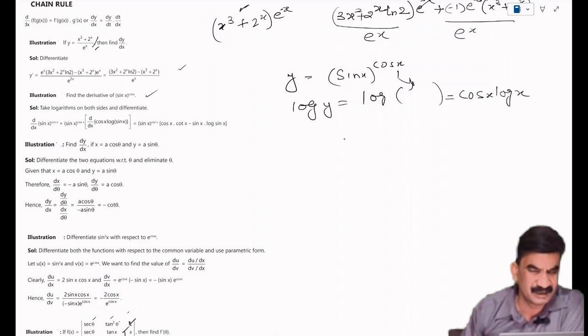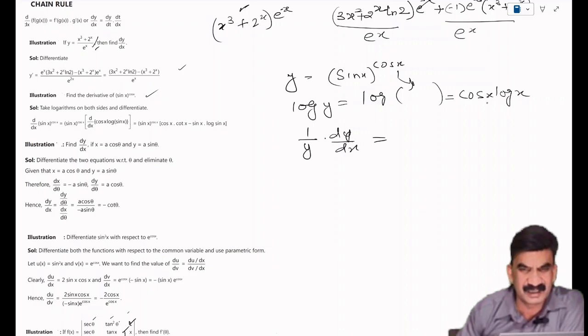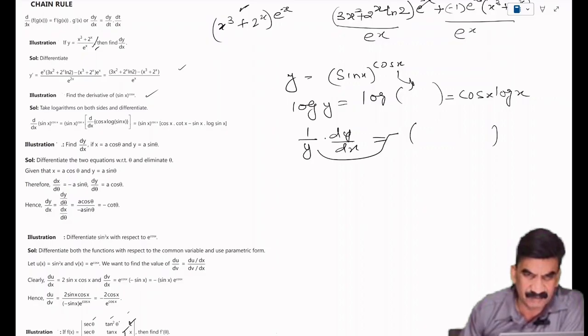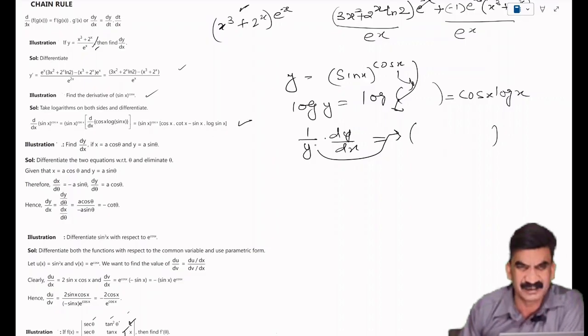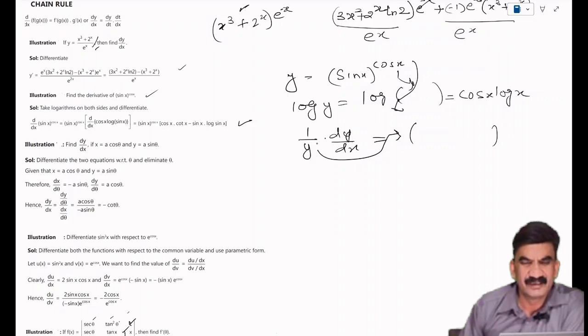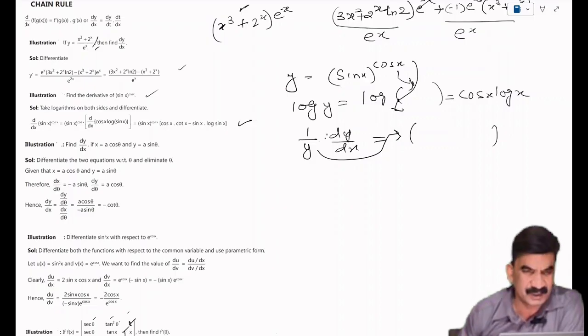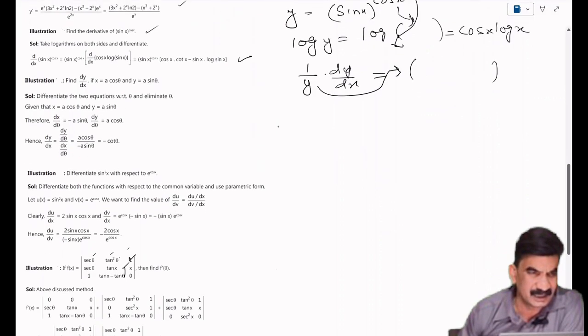Now let's differentiate. 1 by y into dy by dx, right? And there'll be some differentiation of this, which will be cos x into cot x plus log sin x into minus sin x, whatever this thing will be. You multiply y with this and then substitute the original value. You will get the answer here. This was simple. And the point is that whenever there is something in the power, which is a function itself, please take log.